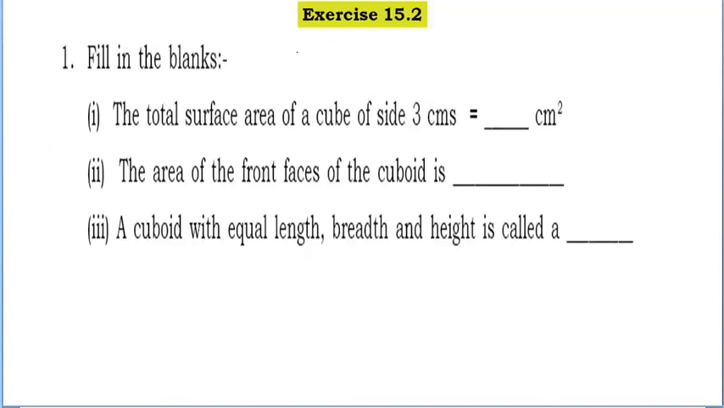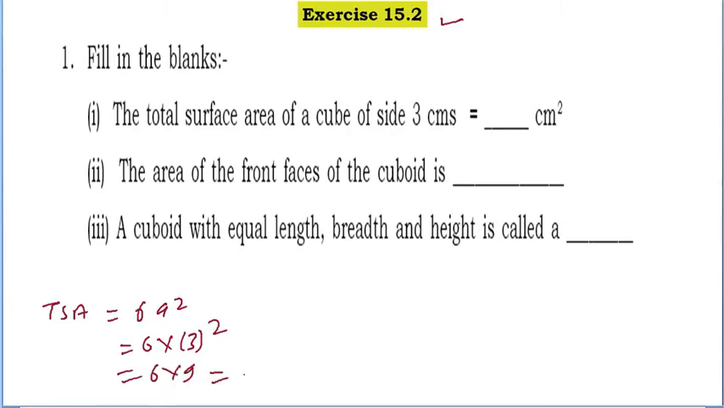Now come to the exercise. Exercise is 15.2. Fill in the blank. The total surface area of a cube of side 3 centimeters. So you can find the TSA of this one. TSA of cube is 6a². a is given as 3 centimeter. So 6 into 3 square, that means 6 into 9, and 9 sixes are 54. So you have to write here 54 centimeter square.